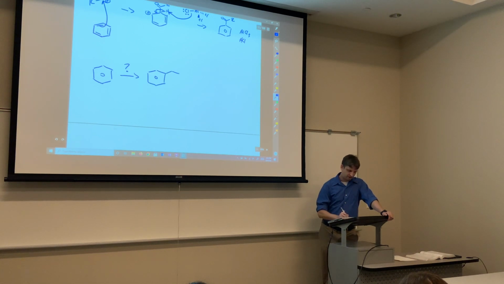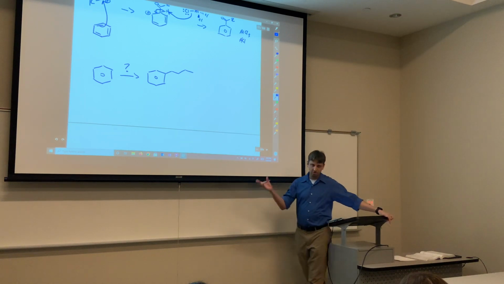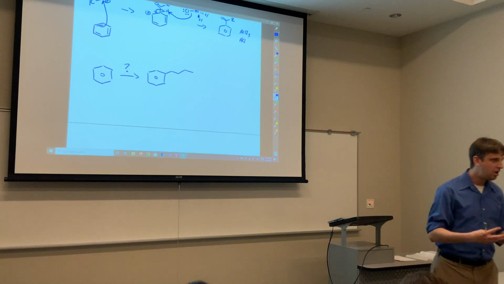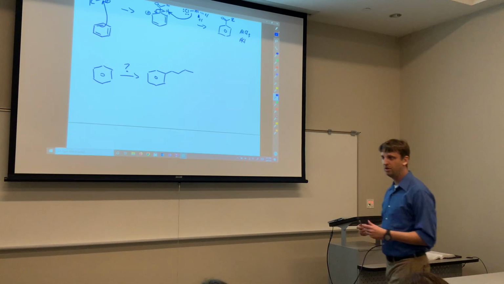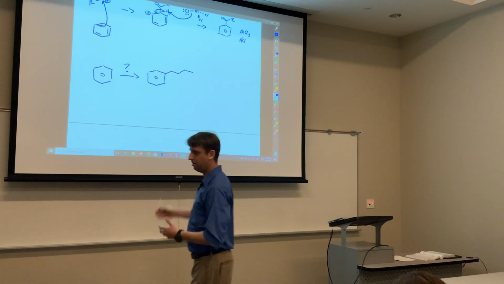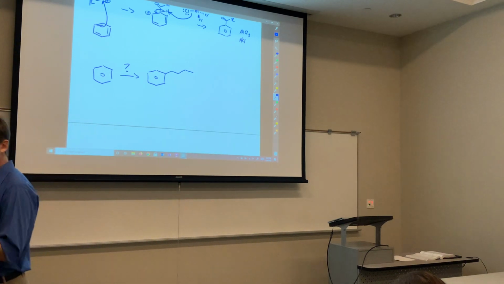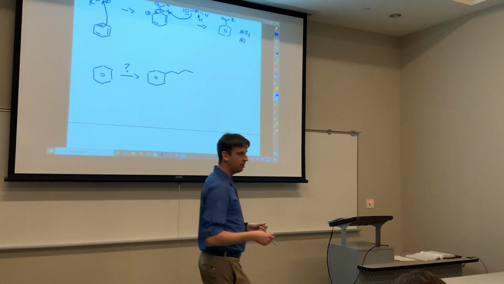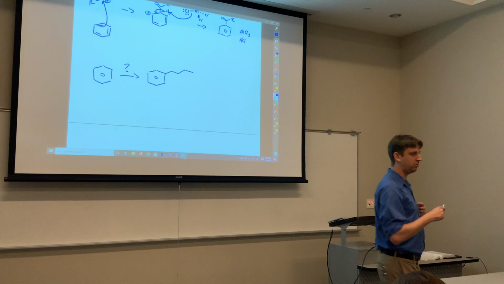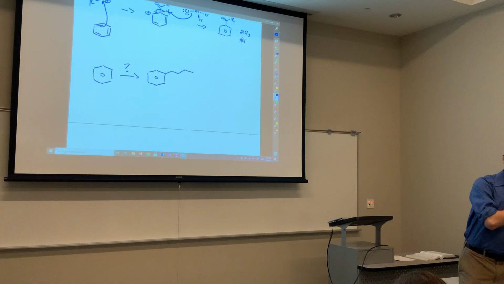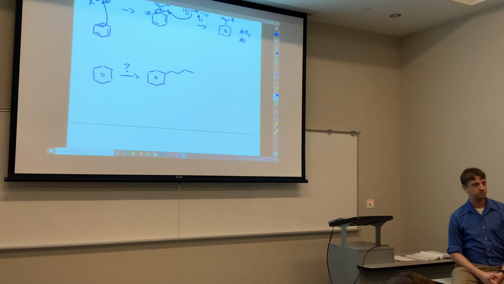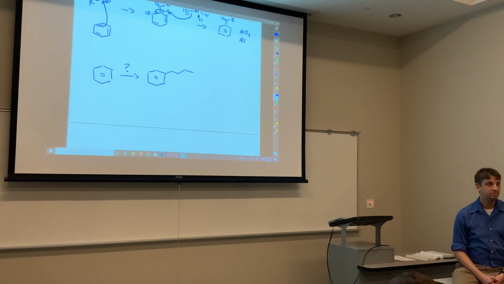Right, where I wanted to, let's say, add a butyl chain to an aromatic ring. Okay? Now, what's the problem with the reaction that we're trying to do here? So we have an aromatic ring and we have to add an alkyl group to it, right? But where do we add that alkyl group? We add it to what? All these carbons are equal.